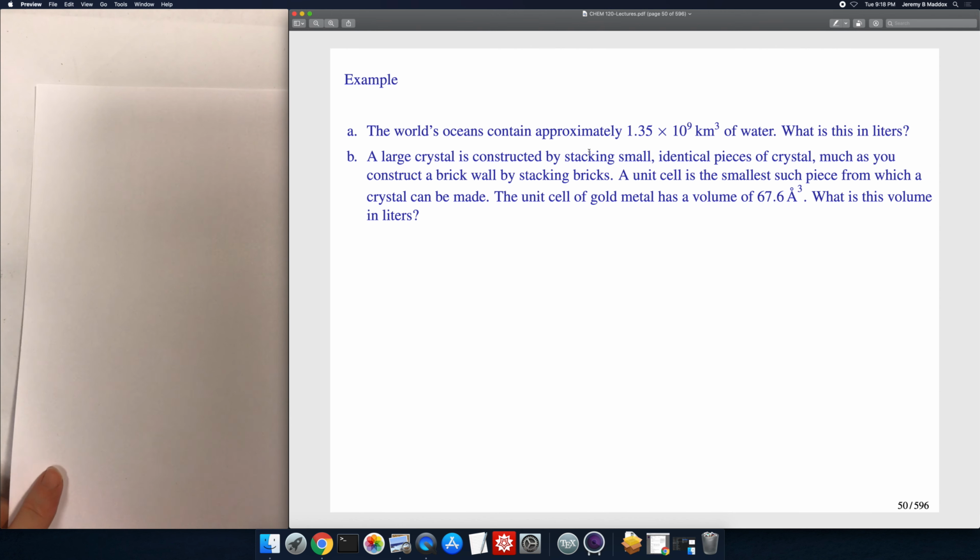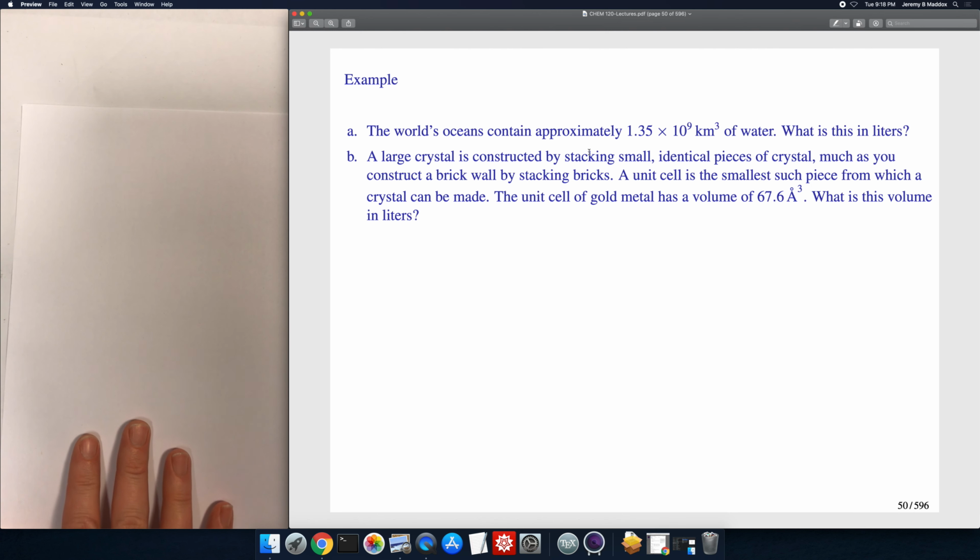So volume calculations, volume conversions are a little tricky. There's a trick to them. You need to cube your conversion factors. So let's go over how to do that.